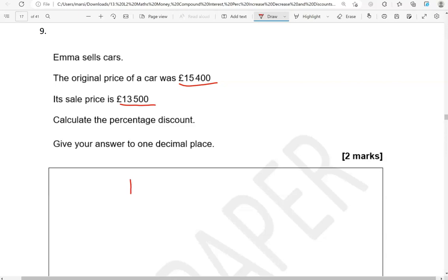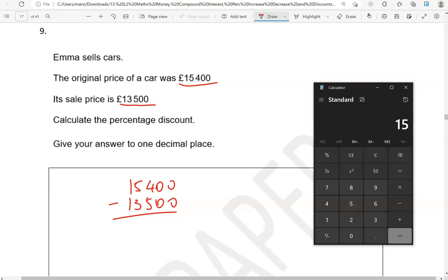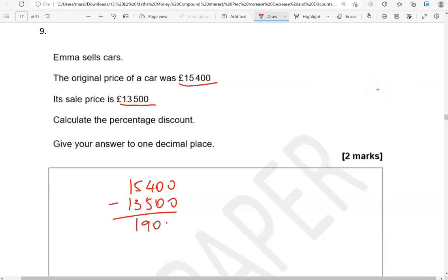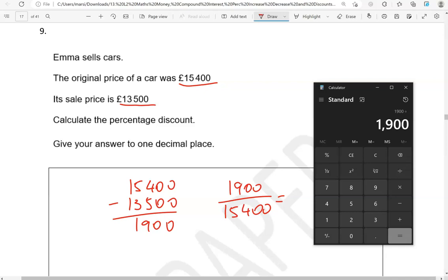So let's work out the discount. 15,400, take away 13,500. Using a calculator, we can do this quickly, which gives us 1,900. So that's the discount, 1,900 out of the original price, which is 15,400. Using a calculator, we can divide it by 15,400, gives us 0.1234.